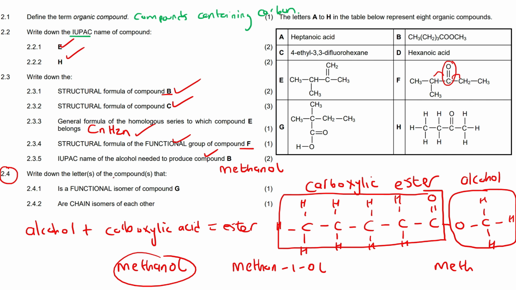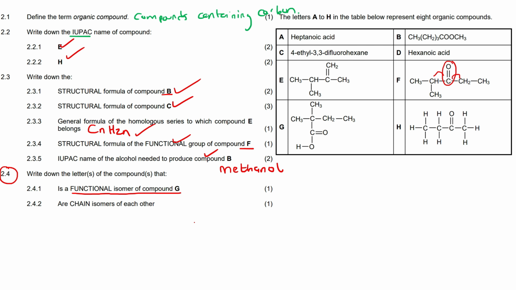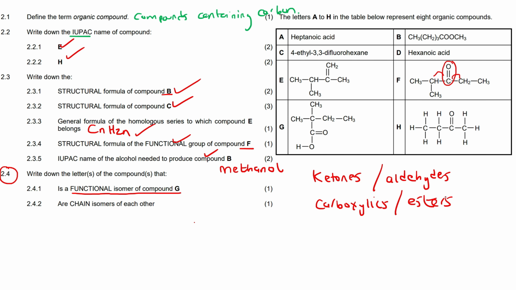This question now says, write down the letters of the compounds that is a functional isomer of compound G. Now remember, with isomers we get three types: functional, chain, position. When it's functional, it means that it's a totally different homologous series. Now the only types we get in grade 12 is ketones are functional isomers with aldehydes, and carboxylic acids are functional isomers with esters.